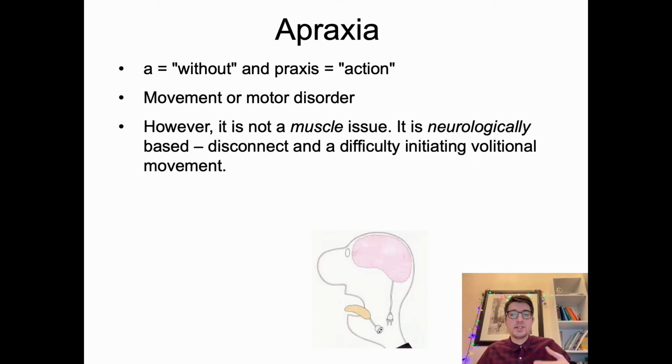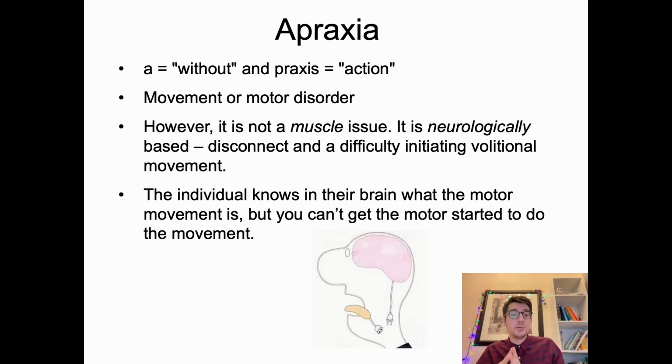So you have certain difficulty initiating and realizing this movement that you want to realize. The individual knows in their brain what the motor movement is, but they can't get the motor started to do the movement, so they can't get it to do what they want them to do, right? They definitely have it in their brain, so the conceptualization part is not a problem. Even I guess the encoding part is not a problem, but the planning and realization is the problem for apraxia.